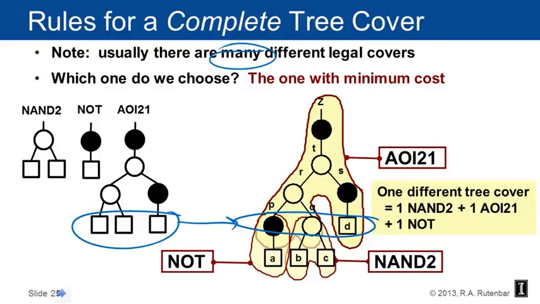Which one do I pick? Answer, I pick the one with the minimum cost. I have a cost associated with every gate. I add it up. I pick that one. How do I compute that? Answer, a beautiful, a lovely, a really elegant, delightful algorithm, which is, no surprise to anybody in this class at this point, a recursive algorithm. So let's go talk about how that works next.